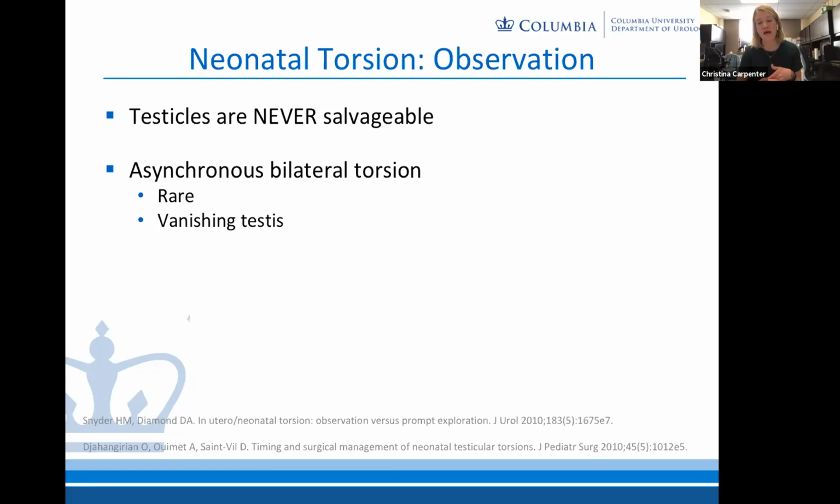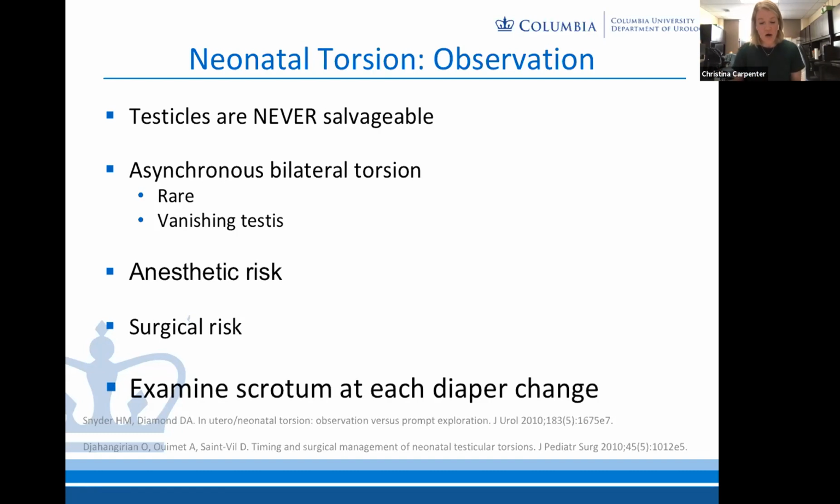Particularly because neonates have high anesthetic risk due to their unique physiology, and they also have a high surgical risk. There was a retrospective review of 47 patients over a 19-year time period who underwent exploration for neonatal torsion, and there was an 18% complication risk, which included contralateral testicular atrophy. So if doing an operation exposes these patients to potentially an 18% risk, and we can just ask the parents to examine the scrotum with every diaper change, which they're going to be doing anyway, because even if their child got surgery, if they're new parents, they're going to be looking at that scrotum every single day. So why don't we just take the surgery out and have them observe the normal scrotum?